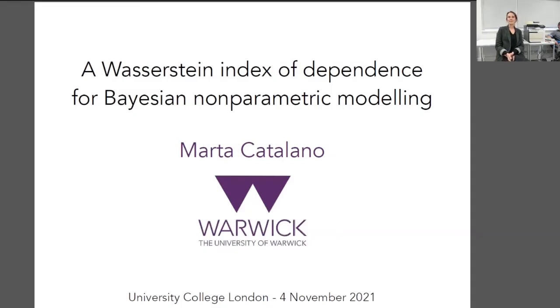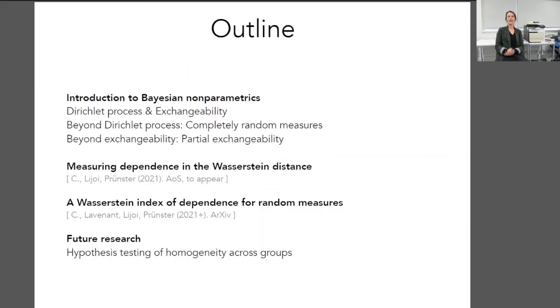So I will be talking about Wasserstein index of dependence for Bayesian non-parametric modeling. And to give a brief outline of the talk, I will start with some introduction to my field of study, which is Bayesian non-parametrics. I will be describing two fundamental concepts, which are the Dirichlet process and exchangeability. And then we also mention how to go beyond both the Dirichlet process and the exchangeability assumption.